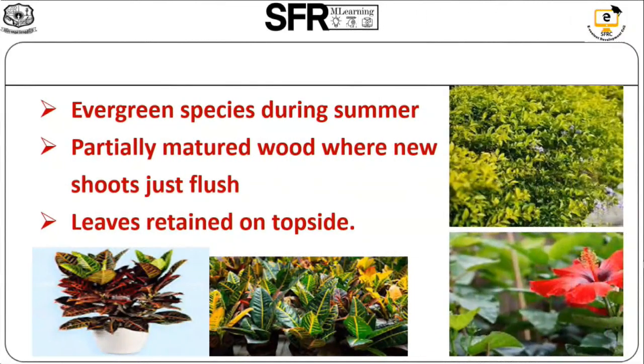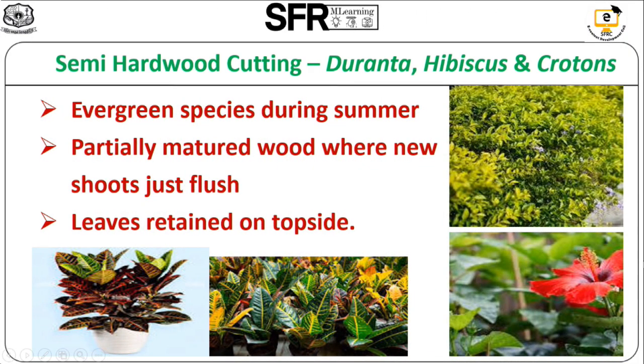Okay. The next type is the semi hardwood cutting, and you can see it in Duranta, hibiscus and crotons. The first image is the Duranta plant, and this is the hibiscus. In hibiscus you can see mostly semi hardwood cutting and hardwood cutting also. It is mostly an evergreen species, and the cutting has to be taken during the summer, that is after it has blossomed. It is partially matured wood where new shoots have just flushed. That is the important thing. Hardwood and semi hardwood, it is a partially matured wood.